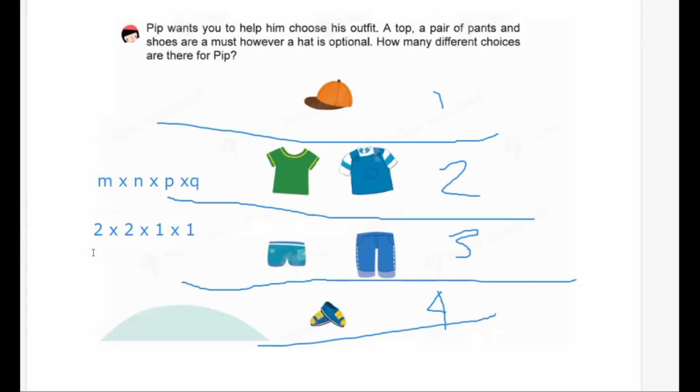So let's now find the answer. 2 times 2 times 1 times 1 is equal to 4. Whether Pip chooses to wear a hat or not, there are still 4 different choices for Pip.